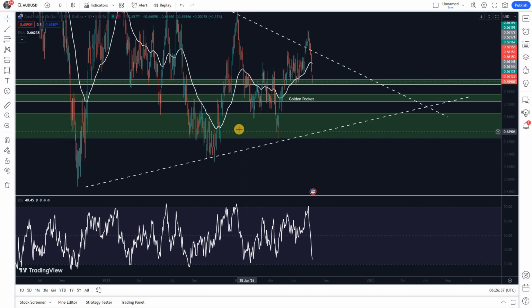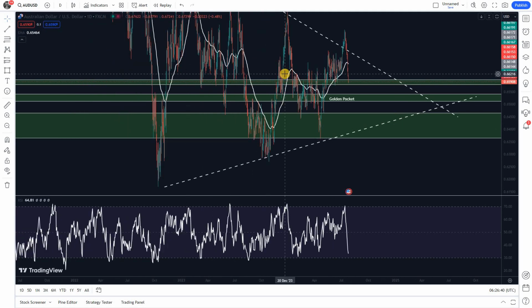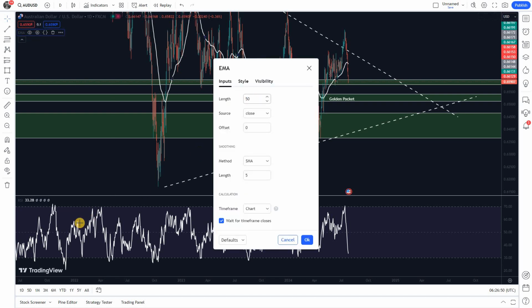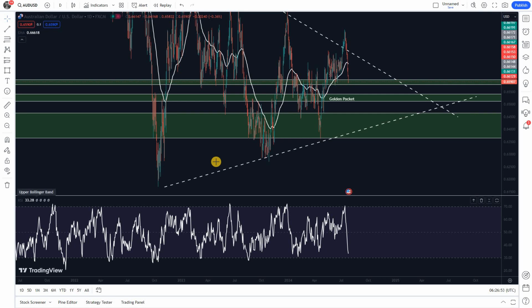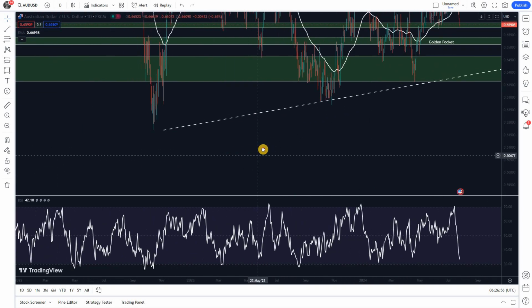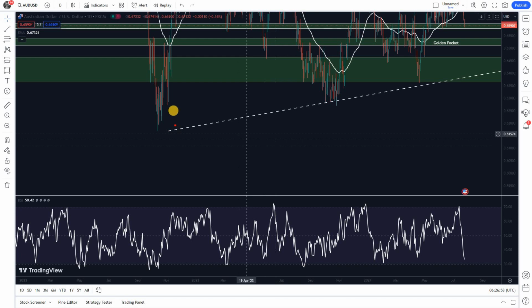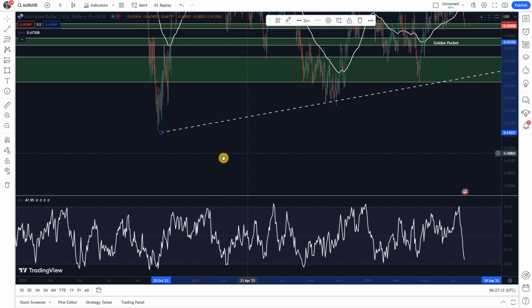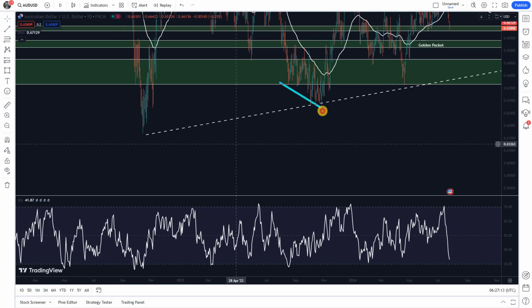But we need to see if there is any kind of divergence. How can we see the divergence in the daily time frame? We have EMA 50 and RSI with the default values. So I'm going to see whether we have any kind of divergence here or not. Let's consider this area, and we will consider this area. We don't have divergence here. Now again we will look here.